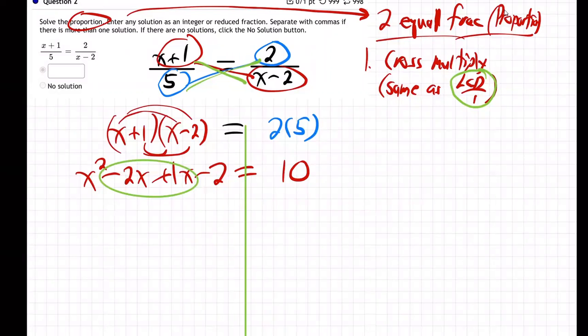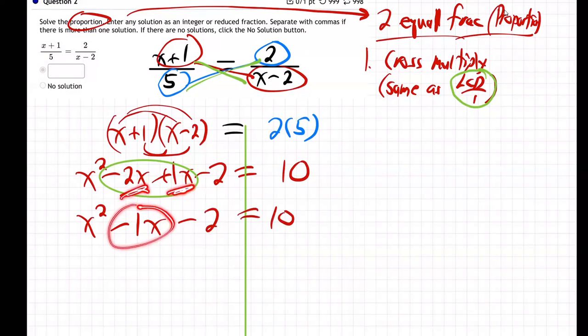So what do we got here? x squared, and minus 2x plus 1x is minus 1x, isn't it? Minus 2 equals 10. Good so far, right? We just combine those. Minus 2x plus 1x is minus 1x. Okay, now what? We've got an x squared. It's kind of been a long time since we've done anything with x squared. I don't know if you remember what we do.